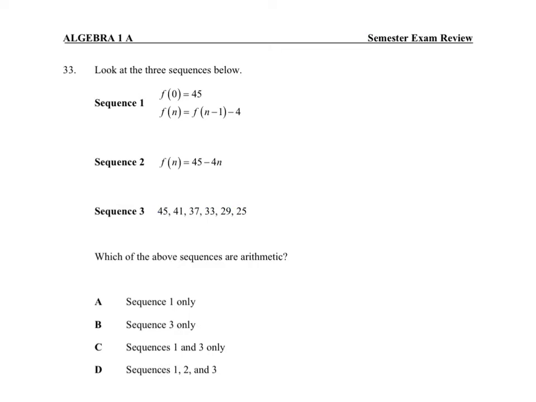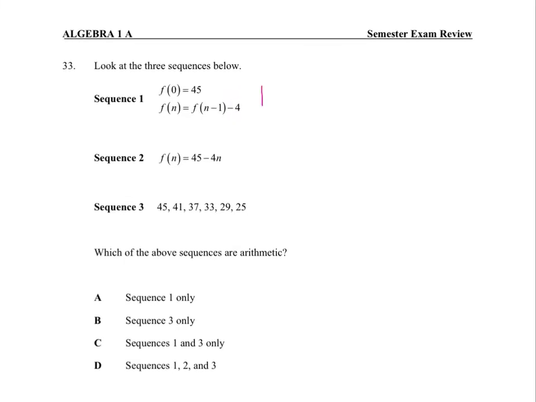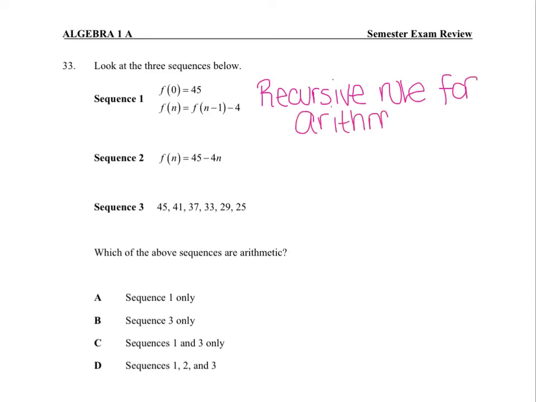If we look at sequence 1, what we see is we have our first term and then the previous term minus 4. This is our recursive rule for an arithmetic sequence. And we know this because of the minus 4. Because it's adding or subtracting right there, that tells us it's arithmetic.